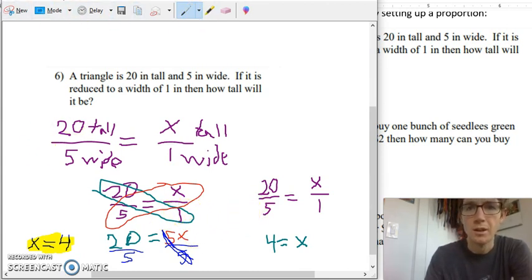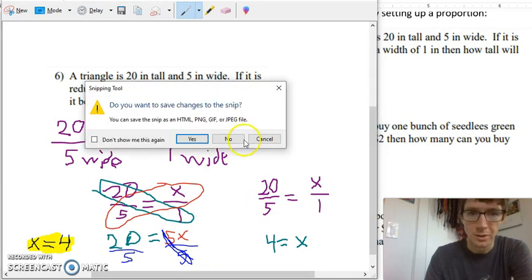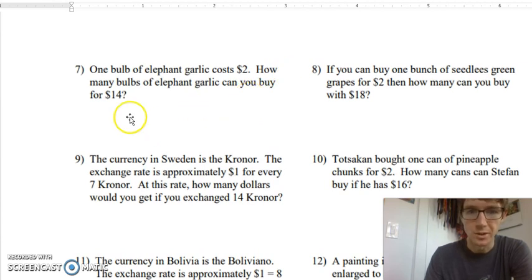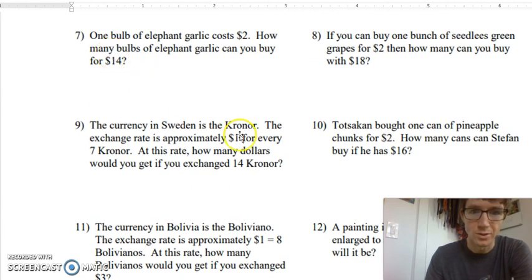But yeah, so I worked out those first 2 problems. Hope you guys won't find them too bad. I think it's just about coming up with the correct proportion with these. So I want you guys to do 7 through 12.